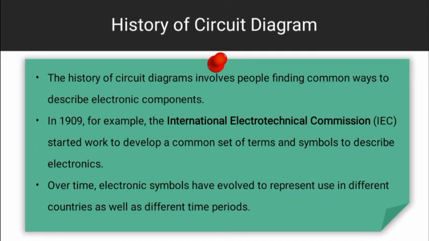The history of the circuit diagram involves people finding common ways to describe electronic components, so its development is a collaborative effort. In 1909, for example, the International Electrotechnical Commission, or IEC, started work to develop a common set of terms and symbols to describe electronics. Over time, electronic symbols have evolved to represent use in different countries as well as different time periods. The shape of electronic symbols has changed over time, and some symbols were more prevalent in some countries.